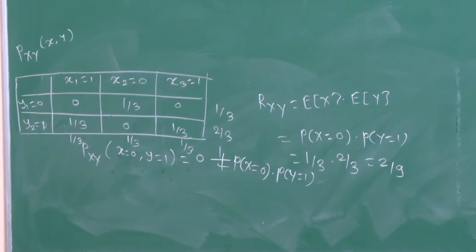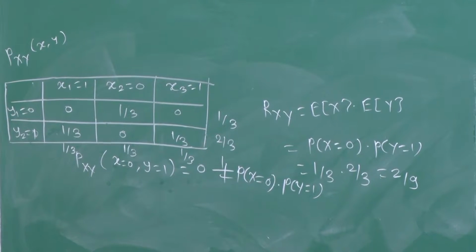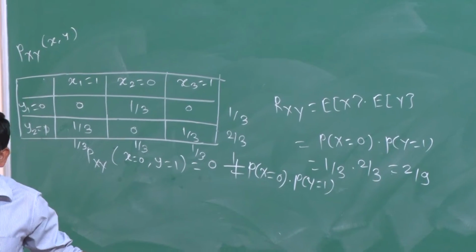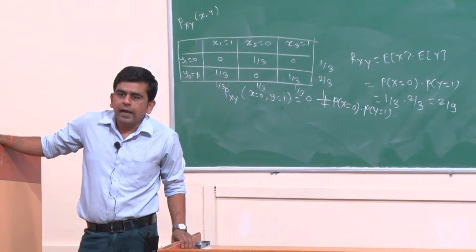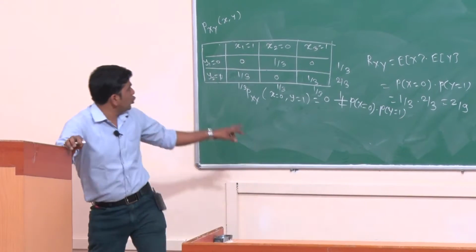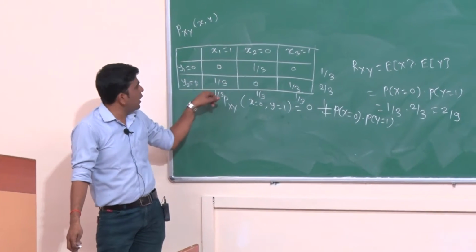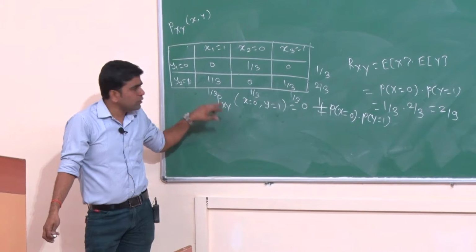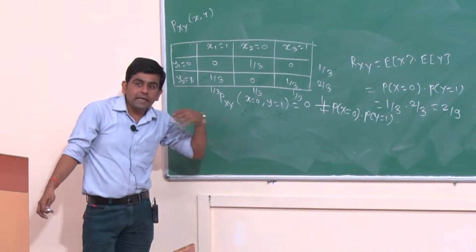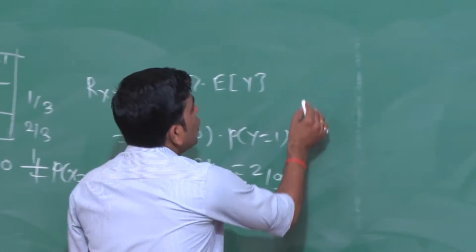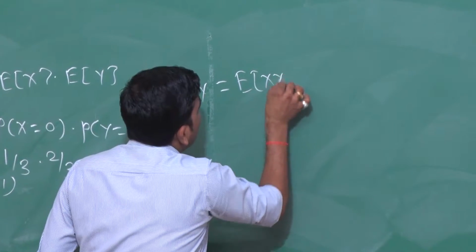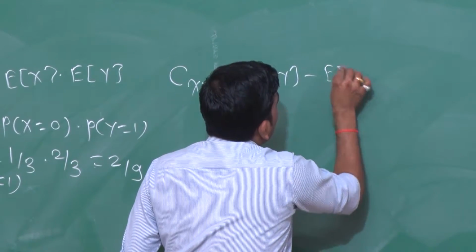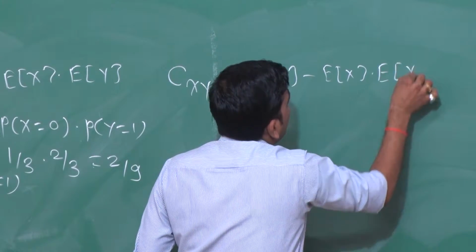What is the conclusion? These two random variables are not statistically independent. They are dependent on each other. Write down this statement. X and y, for these two events, x is equal to 0 and y is equal to 1, these two random variables are dependent on each other. Then we have to find out their correlation, covariance. Covariance of xy, that is equal to expected value of xy minus expected value of x into expected value of y.